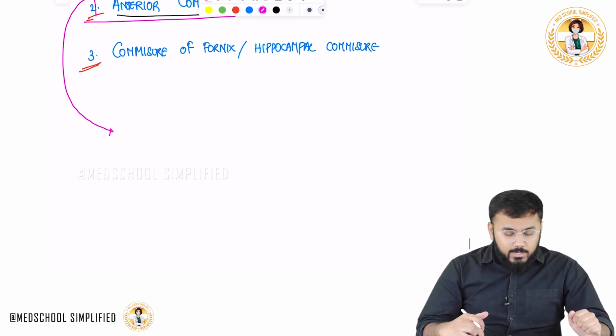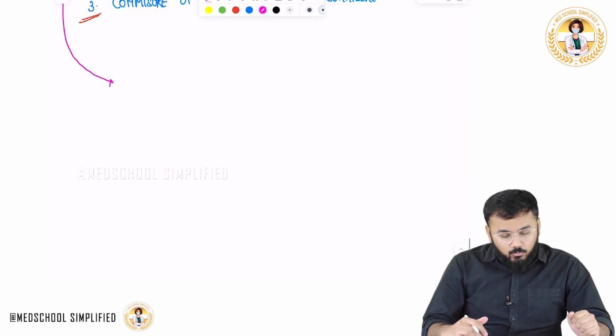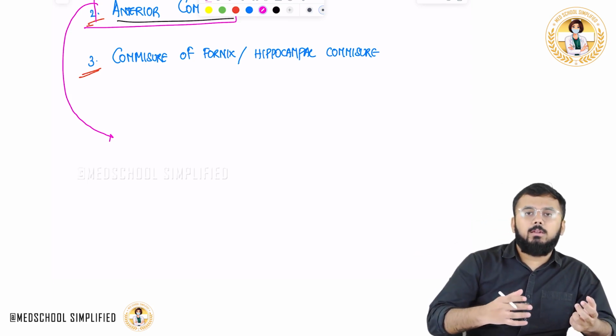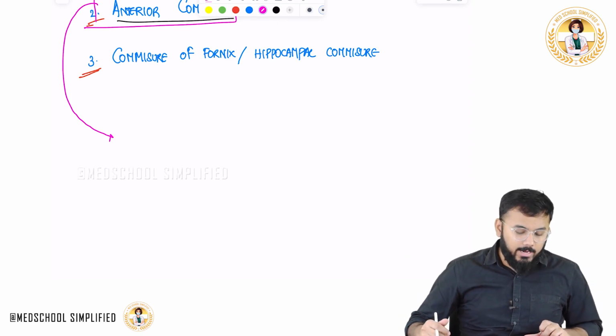So, where is this anterior commissure? See, this part over here is your anterior commissure. What is this anterior commissure connecting? It connects some structures in the right cerebral hemisphere and also the left cerebral hemisphere. It connects both the structures. So, what are the structures it is connecting? We will write it down.